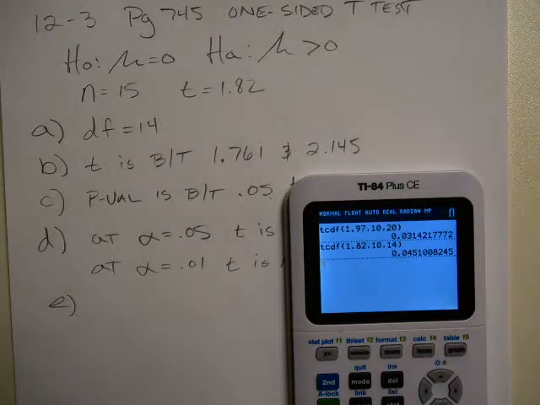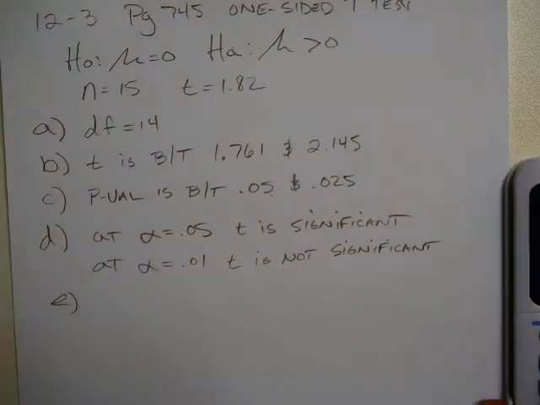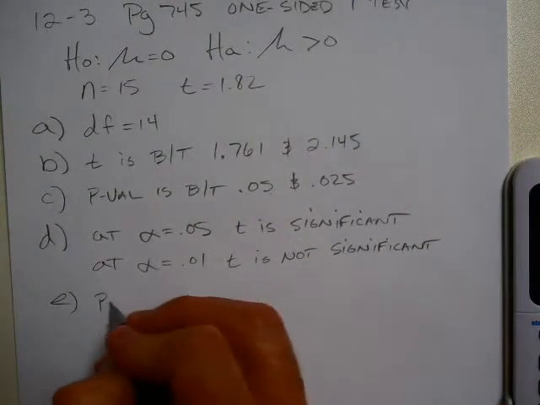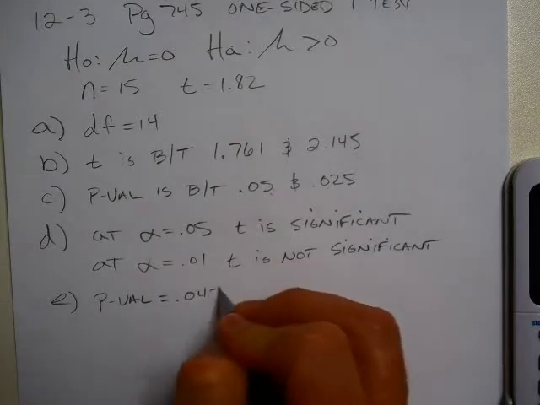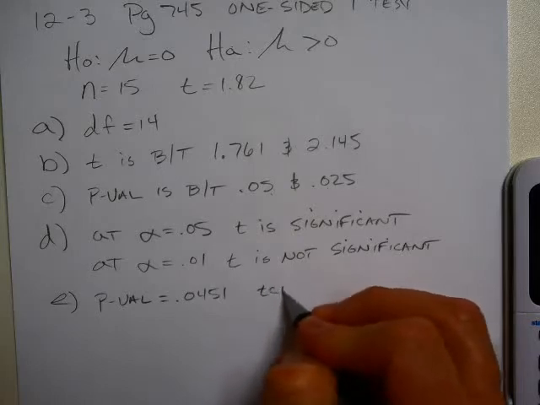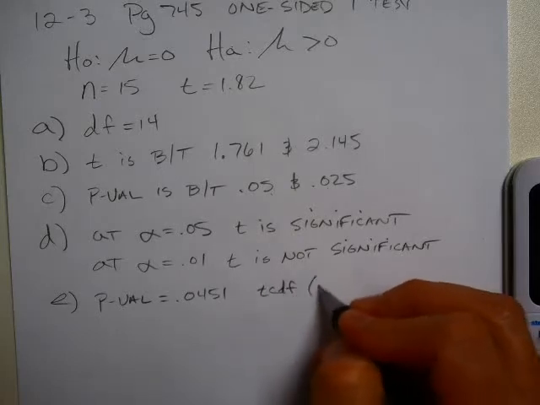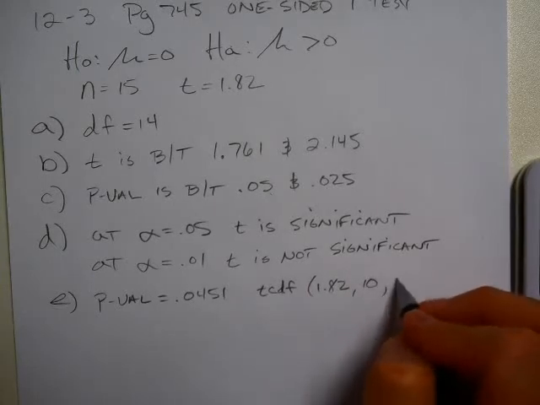So we get about 4.5%. 0.451. So the true p-value, and that's using TCDF of 1.82, 10, and 14.